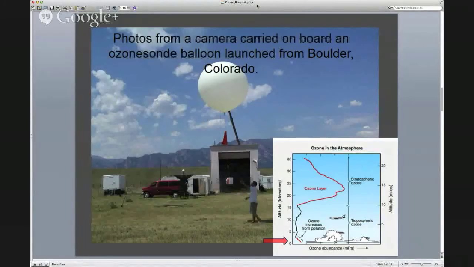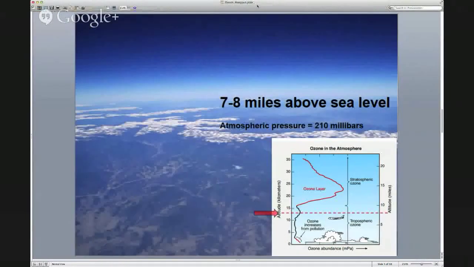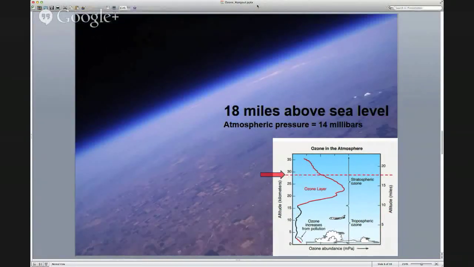So I'm showing some of those images of an ozone sonde ascending through the atmosphere. Can everybody see those? I've got one from Boulder, Colorado, from the ground, and then a higher atmospheric image, 7 to 8 miles above sea level, and atmospheric pressure is dropping here. And then this is what the balloon's eye view looks like at 18 miles above sea level in the stratosphere.